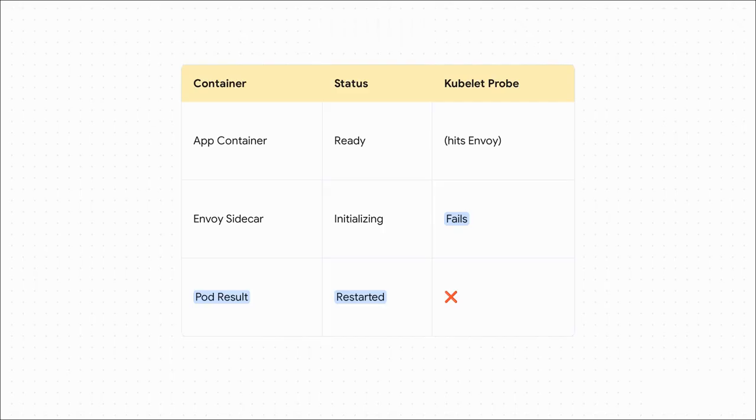But remember our rule, all traffic goes through Envoy. If Envoy isn't ready yet, it can't forward that health probe, so the probe fails. Kubernetes sees that failure, assumes your app is broken, and does what it's designed to do. It kills the pod to try again, and boom, you are stuck in an endless restart loop.